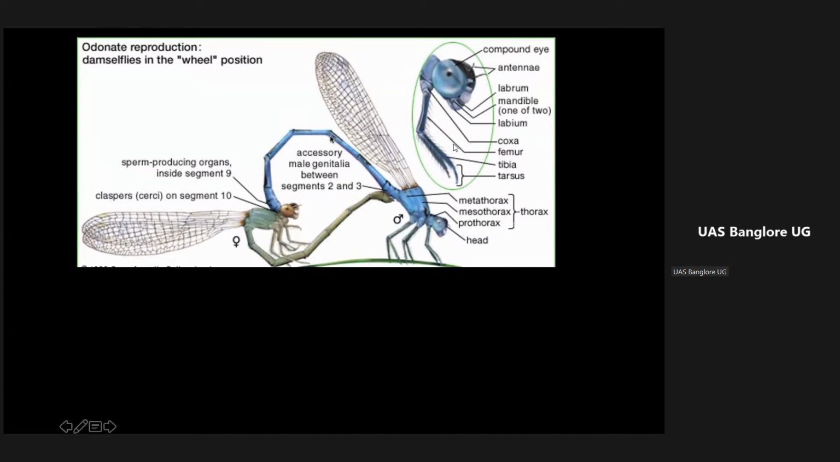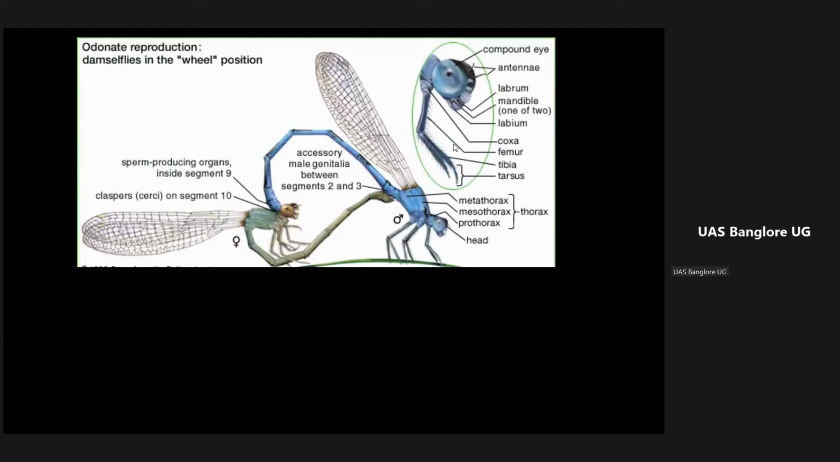So how do they mate? The male holds the female on the neck, using the cerci or the claspers which are present at the tip of the abdomen, and the female extends her abdomen to the male genital structures which are present on the second and third abdominal segments. So that's how they mate. They form an entire circle, a very interesting position, the wheel position.